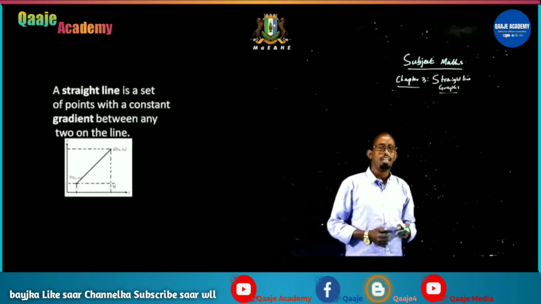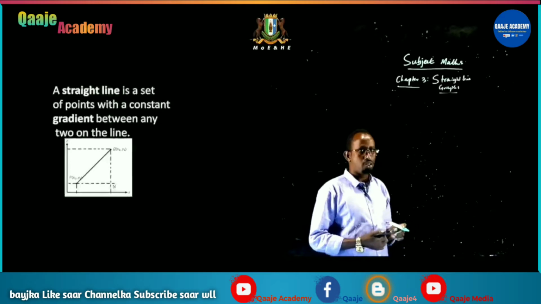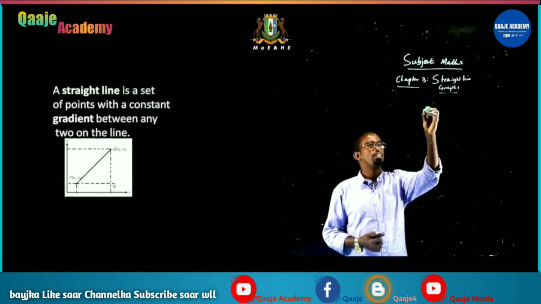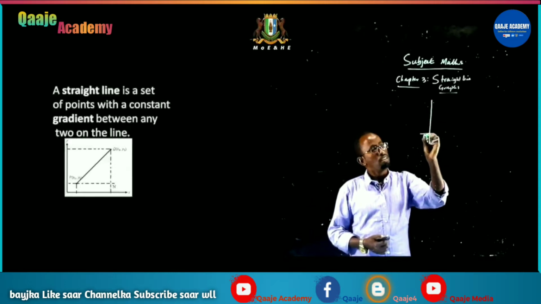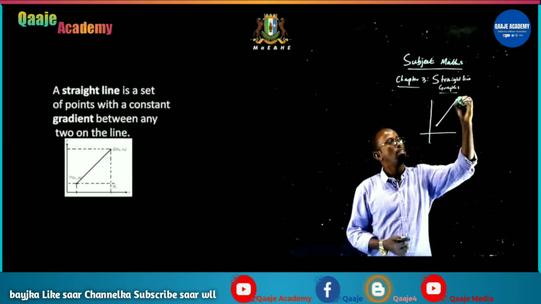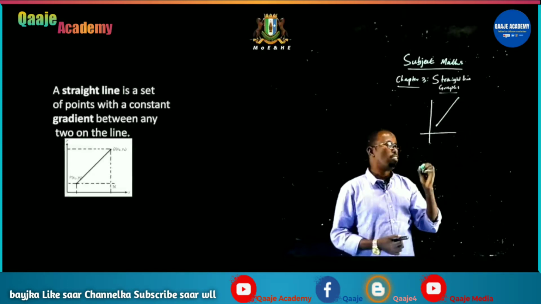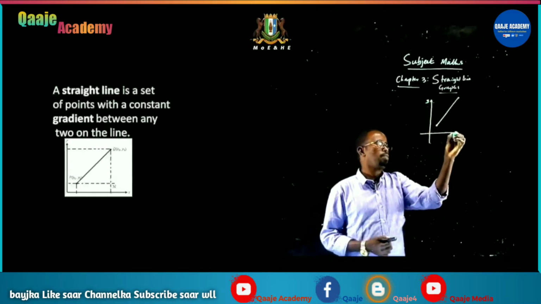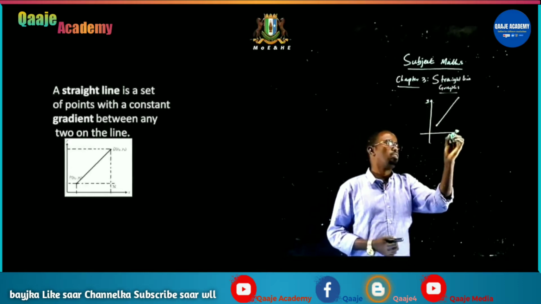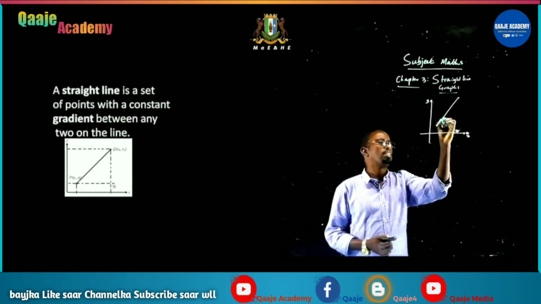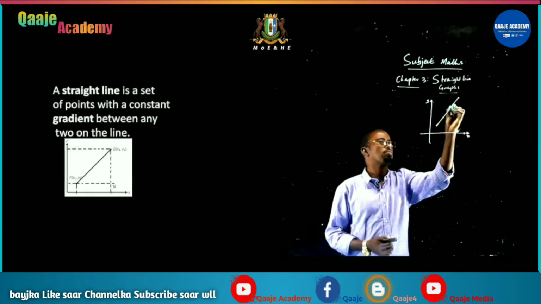Now, a straight line is a set of points with constant gradient between 2 points on the line. Let's say this is the straight line. It is a set of points; by set of points here, we mean these points on the line.